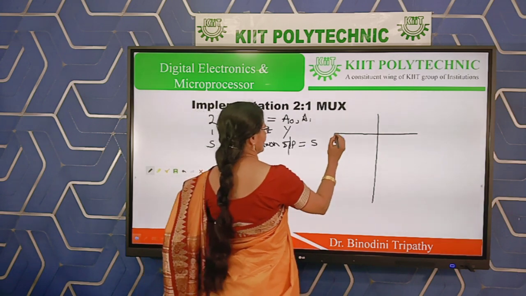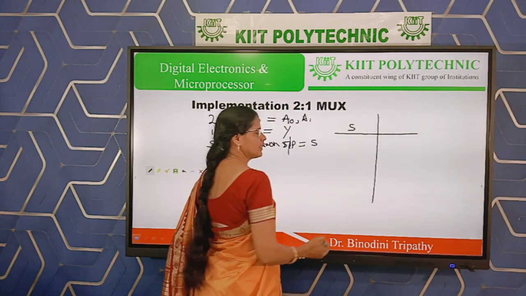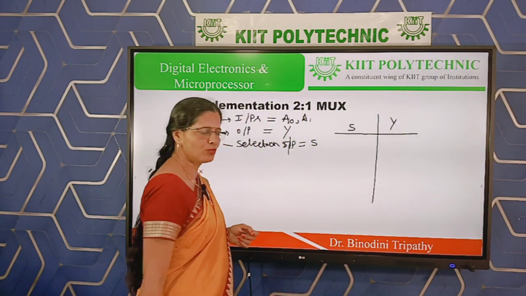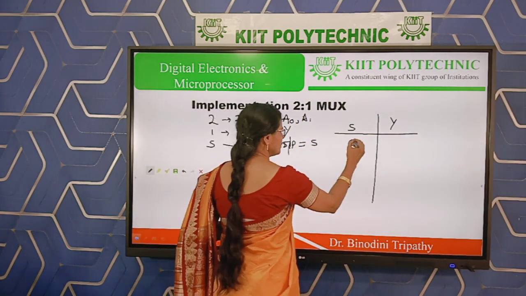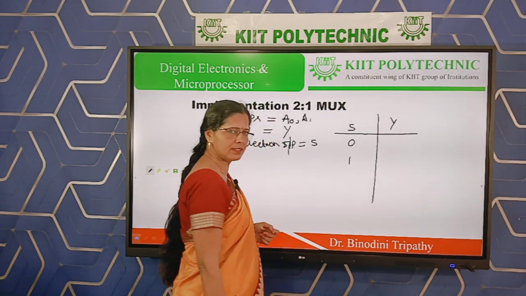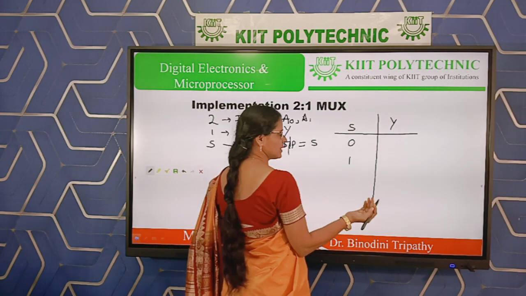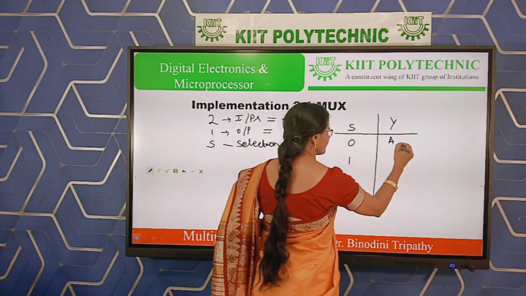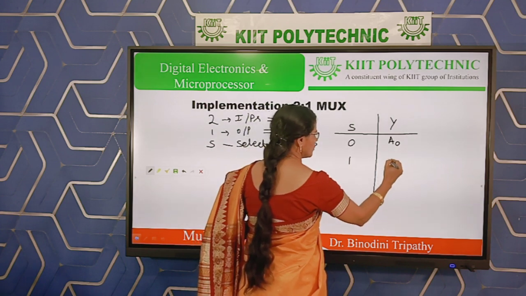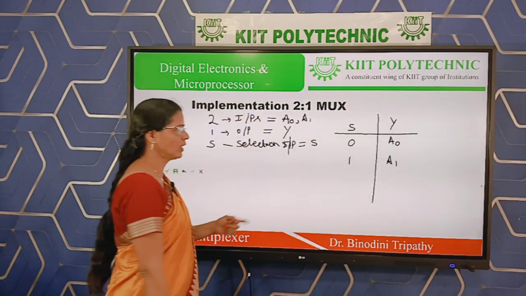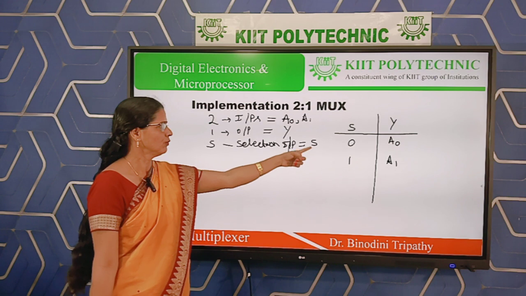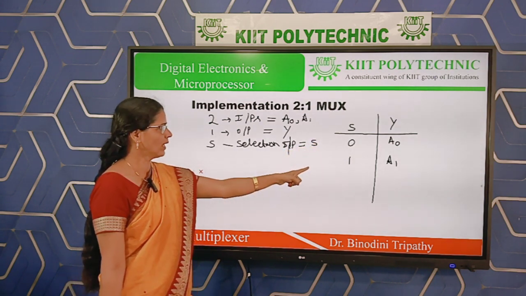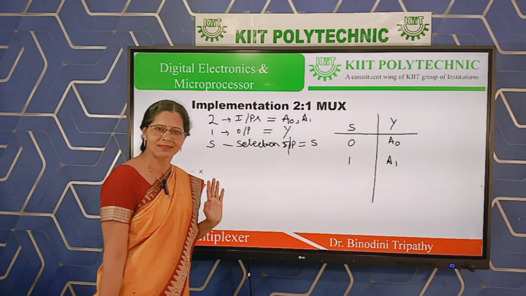Now the truth table. On the left side you write the selection input, and on the right side you write the output. One selection input means two possible combinations, 0 and 1, no other combinations. When you apply 0, your output will be A0. When you apply 1, your output will be A1. That means your multiplexer is acting like this: with selection input 0, A0 is selected, and with selection input 1, A1 is selected.